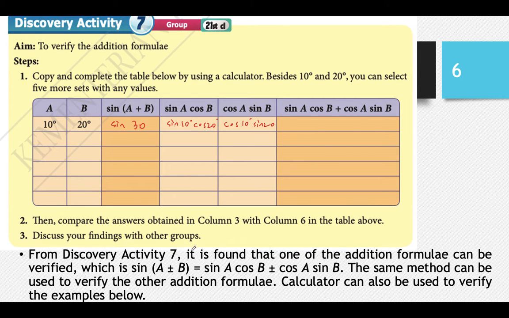So from Discovery Activity 7, it is found that one of the addition formulae can be verified, which is sine A plus B equals sine A cos B plus or minus cos A sine B. The same method can be used to verify the other addition formulae. A calculator can also be used to verify the example below.